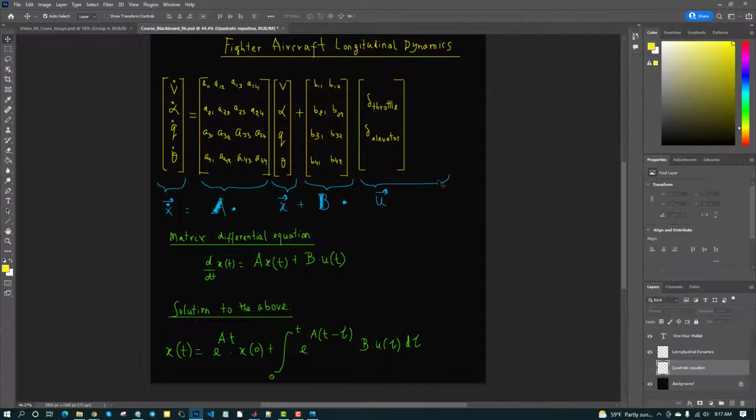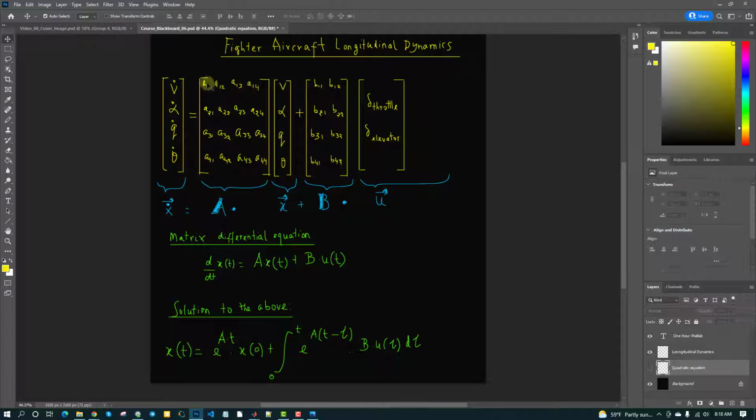All right, so you remember the fighter plane longitudinal dynamics from video 1. This is called the state vector. The state vector is the vector that has the aerodynamic variables of interest. V is the forward airspeed, alpha is the angle of attack, Q is the pitch rate, and theta is the pitch angle. And these are all time differentials. This is the time derivative of the forward airspeed with respect to time, and this again, alpha dot is d alpha by dt, and this is dq by dt and d theta by dt.